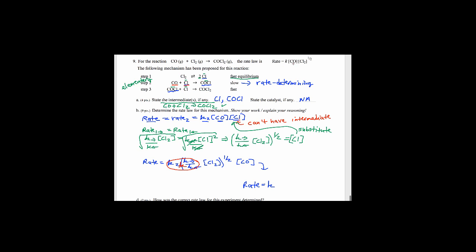And then we'll just keep it in the order that we had before, so let's reverse these again. Concentration of CO times concentration of Cl2 to the 1/2 power. So that's the rate law we get from this mechanism. And worth noting, the actual rate law and the rate law we get from the mechanism that was proposed compare, and they are in fact the same.